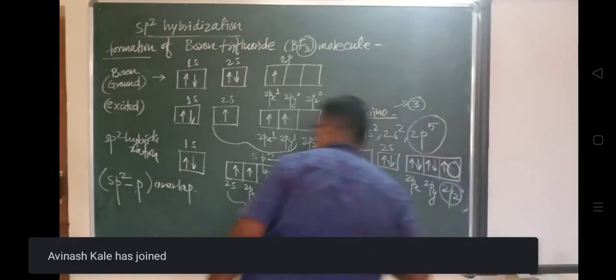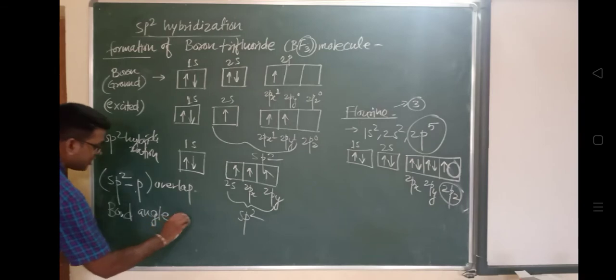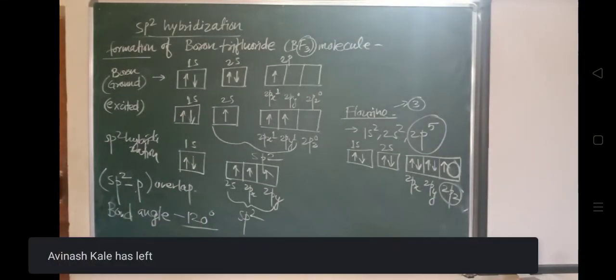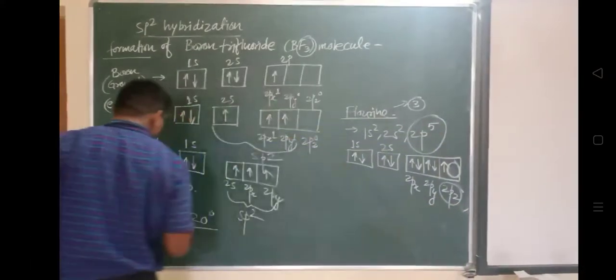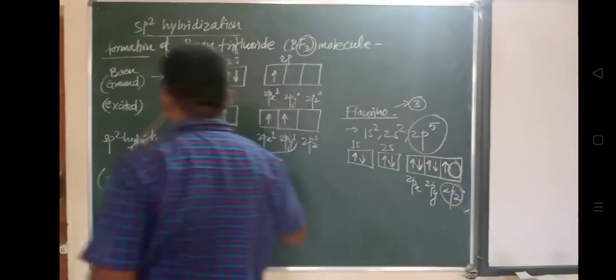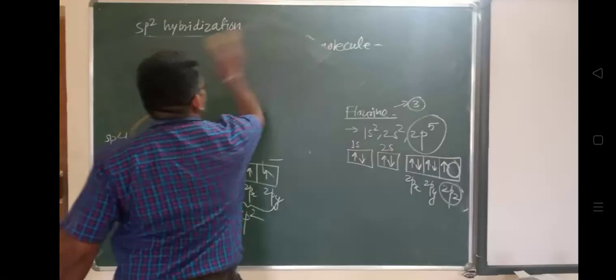Consider this s orbital, a spherical orbital. Suppose it is merging with the py and pz orbitals. Consider this as z and this as y, because in the same diagram I am going to show here. This is one s orbital, a spherical orbital, and y will be like this. In this way, it will merge.